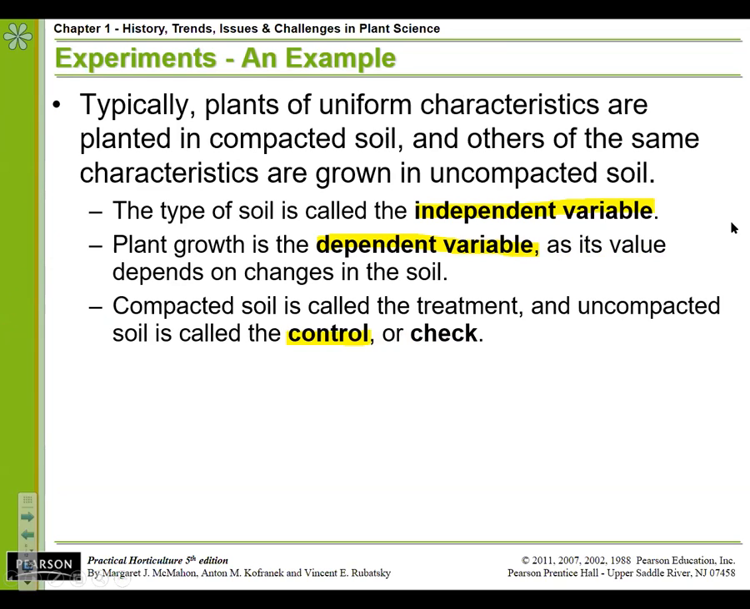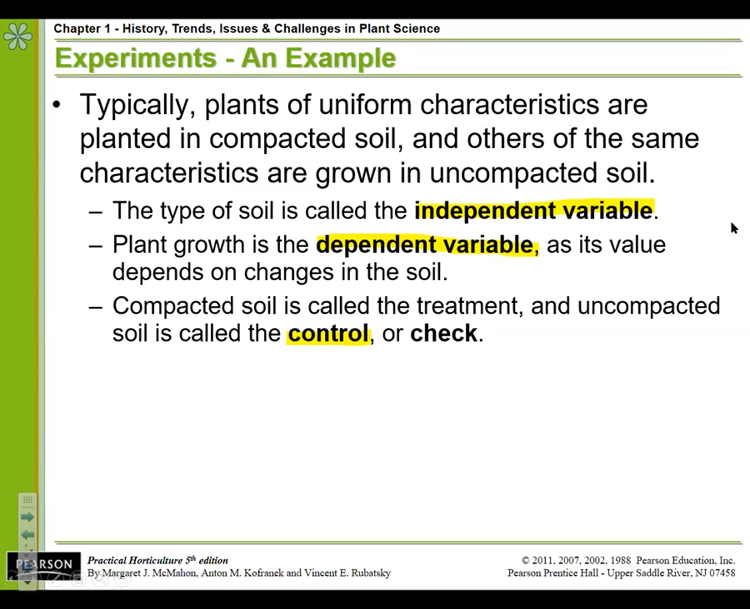So in this example of an experiment, we're looking at growing plants having all the uniform characteristics, but growing them in a compacted soil. So all the other characteristics are the same, because we're growing them, say, in a greenhouse, and we're growing this type of plant. The type of soil is called the independent variable. The plant growth is what is changing, the value that is changing based on that type of soil. So that's the dependent variable.